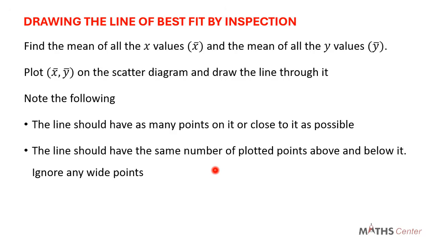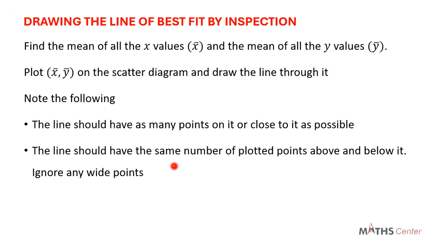Here's another point you have to take note of. The line should have the same number of plotted points above and below it. So you should draw the line in such a way that you have the same number of data points above it and below it. So if you have 3 data points above it, you should also have 3 data points below it. But you should ignore wide points. Sometimes some of the data points are so wide, they are far above or far below. Those points you have to ignore.